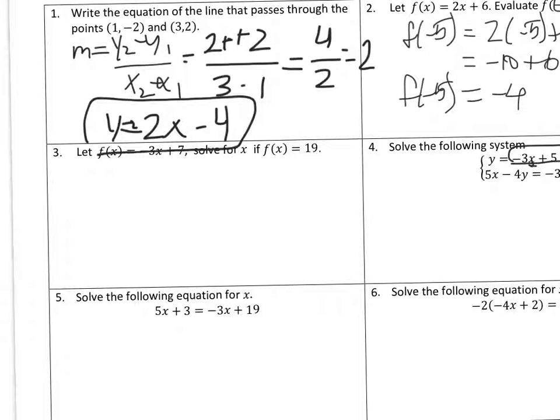Okay, question 3. f of x equals 3x plus 7. Solve for x if f of x equals 19. So we don't know x, but we know the output is 19. So I'm going to replace this f of x with 19, and I'm going to have to solve for that input.